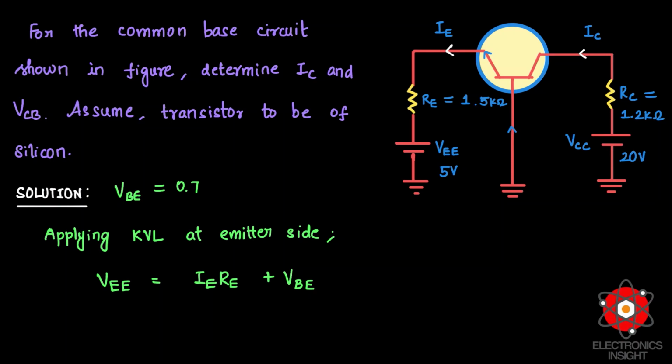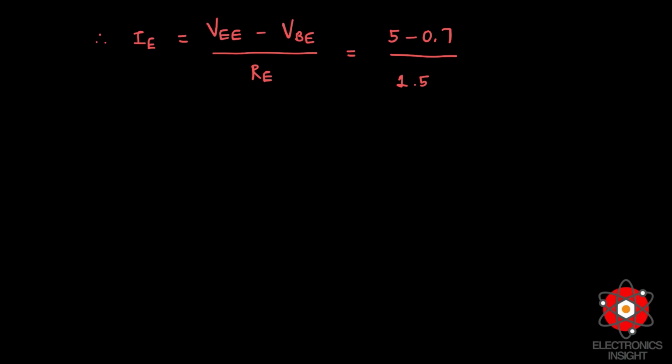So if you write VEE minus IERE minus VB equal to 0, I have rewritten it as VEE equal to IERE plus VBE. Therefore, emitter current IE will be equal to VEE minus VBE divided by RE. So VEE we know is 5 volts minus 0.7, divided by 1.5 kilo ohms. This will give us 2.866 milliamps of emitter current.